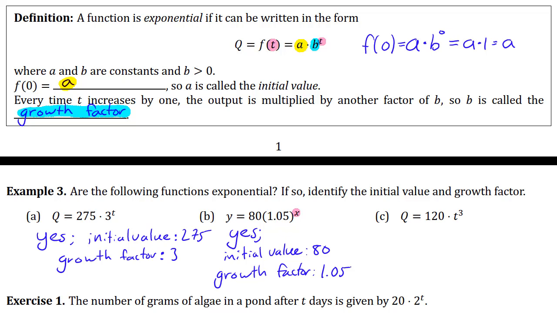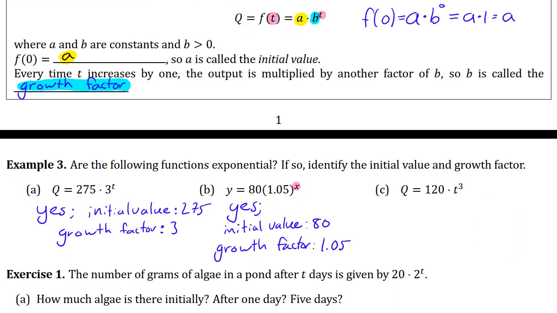Okay, so how about this one? With this one, the variable is not the exponent. So the variable is the base, and the exponent is a constant number. So this is not exponential. This is what we studied in chapter 4. This is a power function.